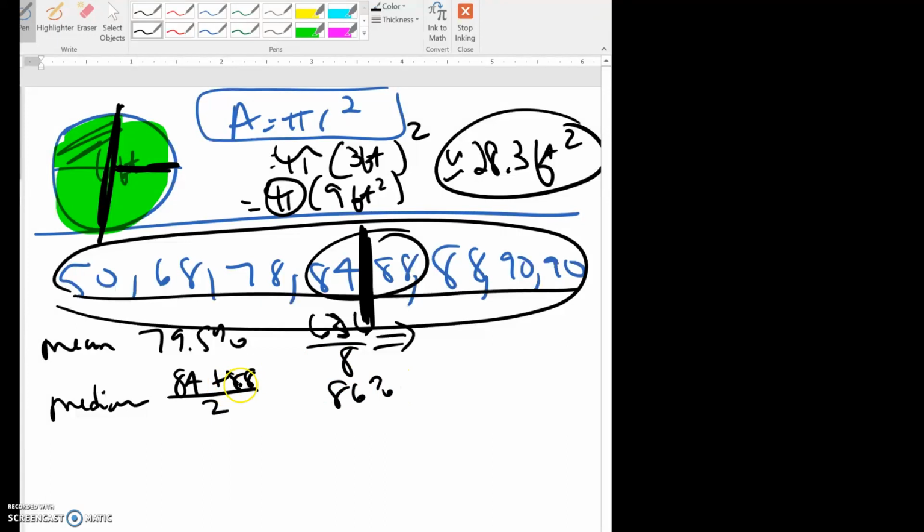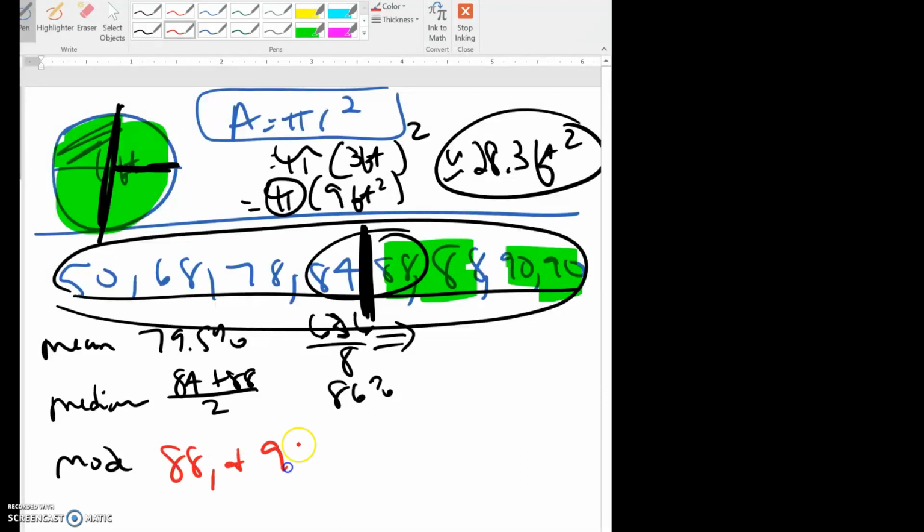All right, and then the mode is the most popular, and this time we have a tie because we have 2 88s over here and 2 90s. And so we would call this bimodal, but 88 and 90 are both the modes. All right, let's flip the next page and keep going on.